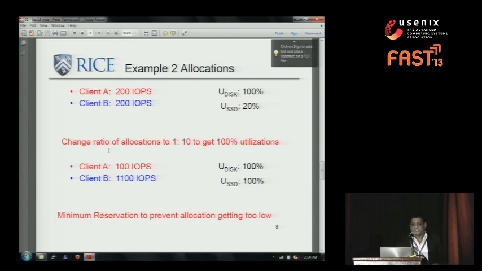There can be many ways to try and address it. The particular approach we take over here is to prevent any client from going too low by putting a lower bound or a minimum reservation that it would be guaranteed, even as we play with allocations to increase system utilization.